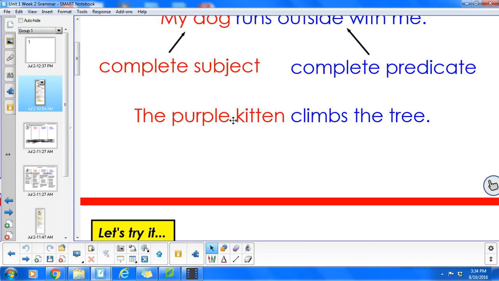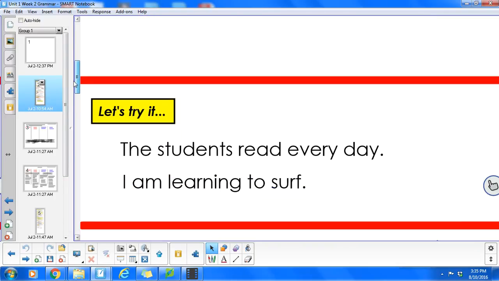Check out this one, the purple kitten. That's who my sentence is about. I've never actually had a purple kitten, but maybe someday. And here is my predicate. It tells you what my purple kitten is doing. He climbs the tree.